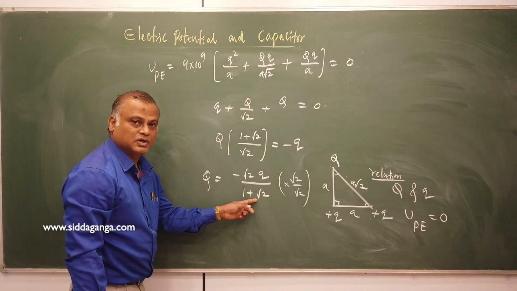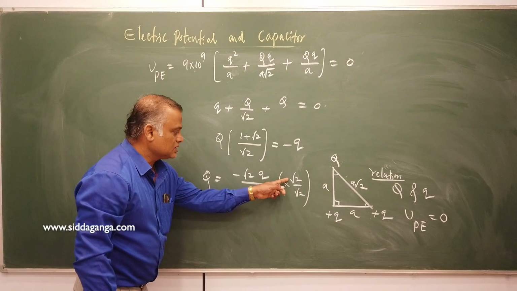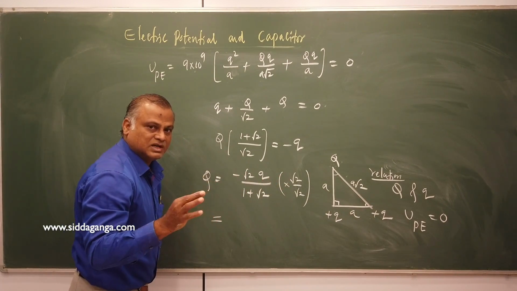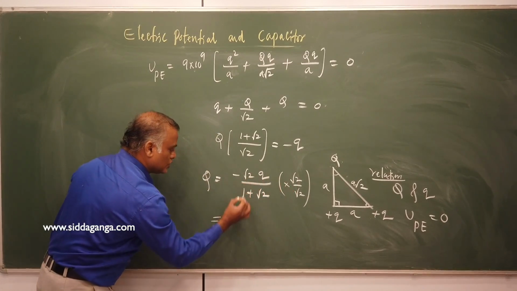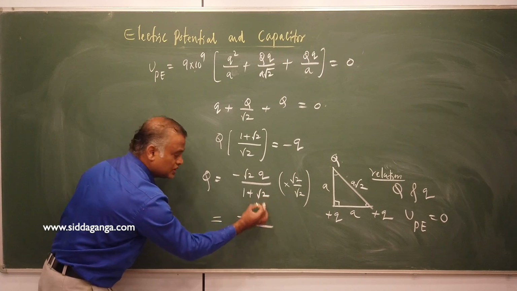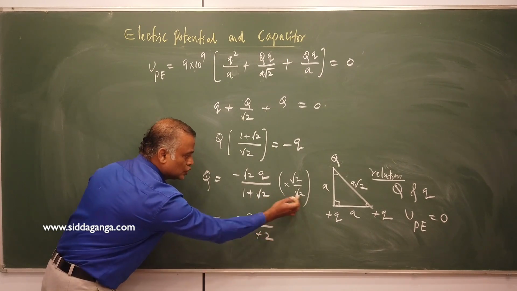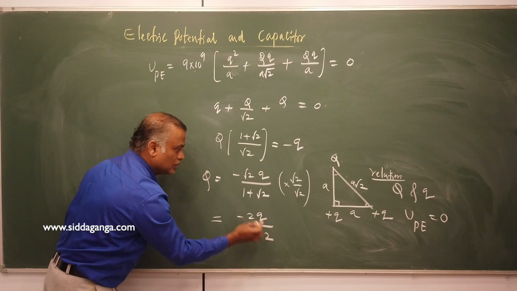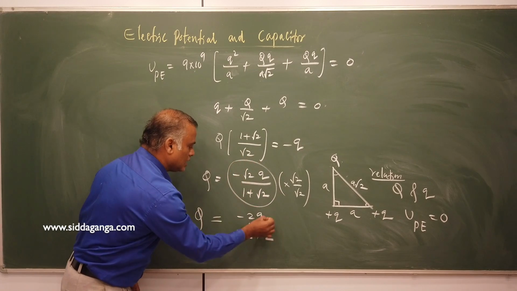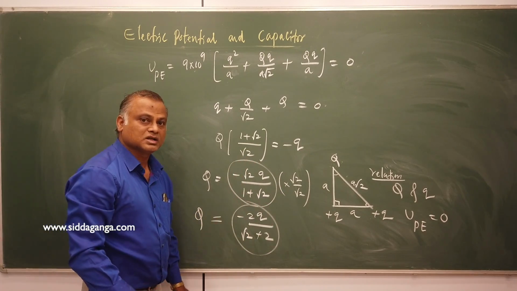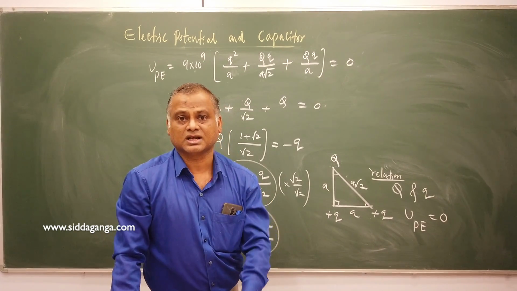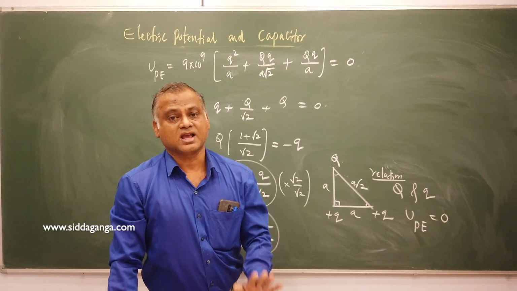Sometimes some mathematical people will multiply and divide by root 2, just to check the mathematical knowledge of a student. Root 2 into root 2 is 2. So minus 2q divided by, multiply here, root 2 into root 2 is 2, plus root 2 into root 2, 2 plus root 2. So out of 4 options, you may get this or you may get this. I think you understood the formula of potential energy of 3-point charges when no electric field exists.